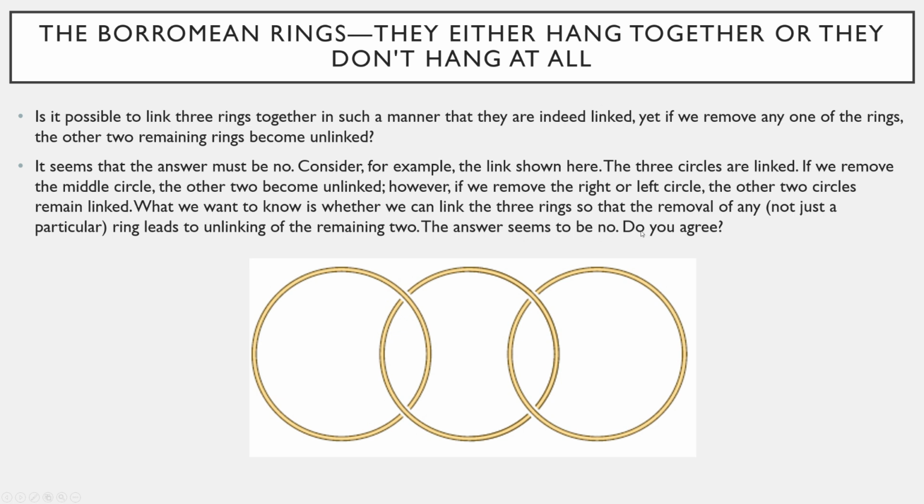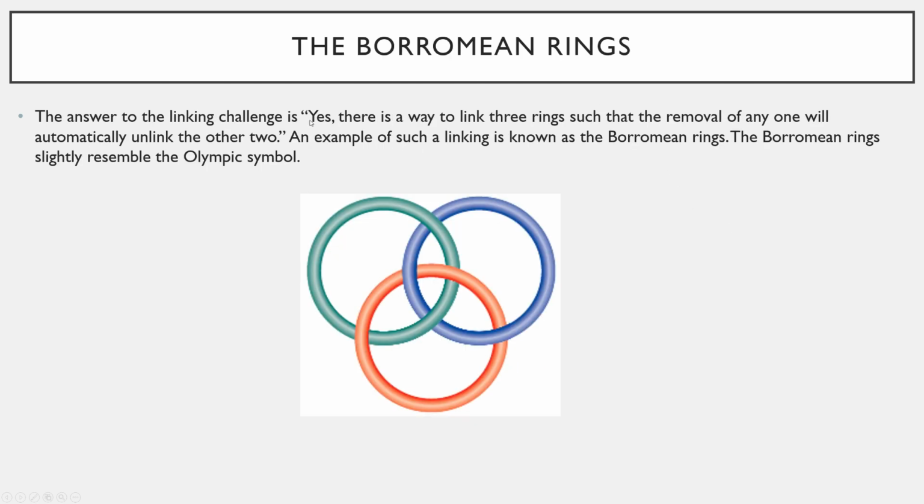The answer seems to be no. But do you agree? Well, it turns out the answer to this linking challenge is yes, there is a way to link three rings such that the removal of any one will automatically unlink the other two. And it's what's called the Borromean rings. An example of such a linking is shown here below.